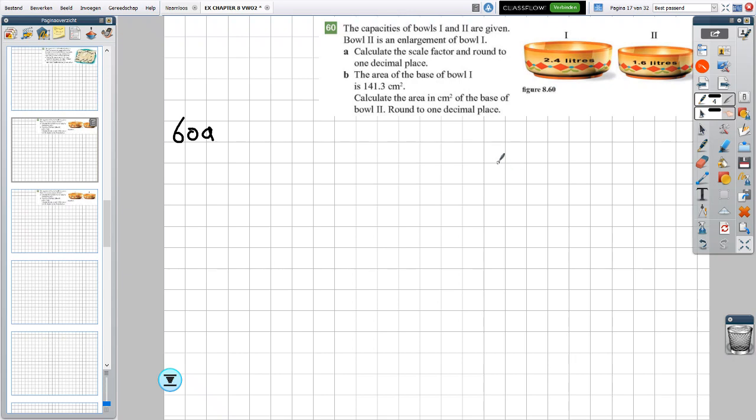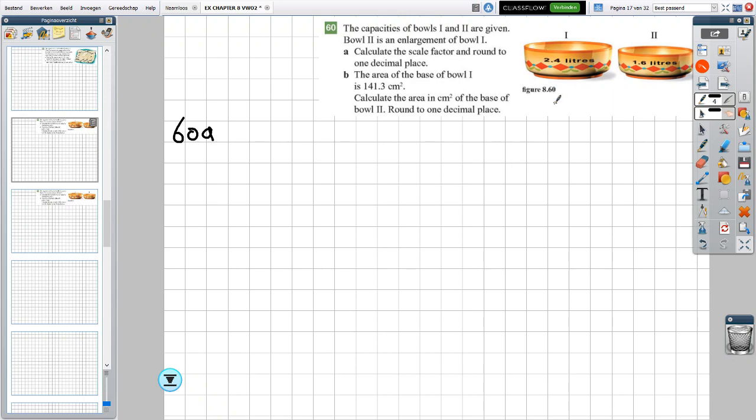Class, welcome to exercise 60, which is about the last theory of this chapter, theory B from paragraph 8.5, from volume to scale factor. They give us two balls. Ball 2 is an enlargement of ball 1, so this is the image, this is the object. Calculate the scale factor, that's what they state.